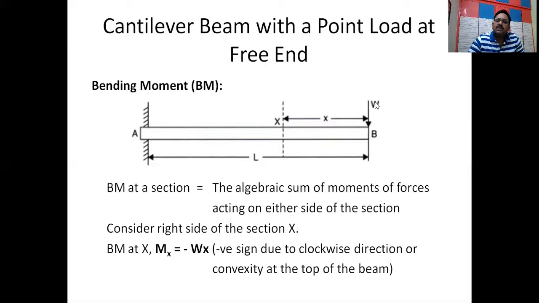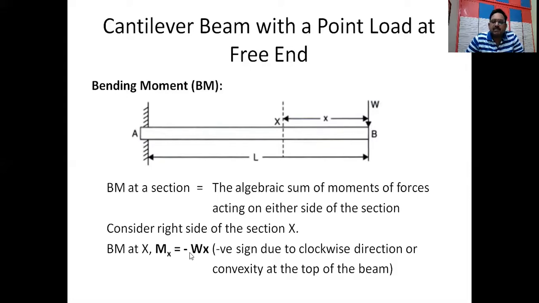And what moment will it make about this X? How to find the moment? Moment is nothing but the force into its perpendicular distance. The force is W and its perpendicular distance is x. So the bending moment is W into x, because W is the load and x is the perpendicular distance. The load is acting at a distance x. Therefore, the bending moment at the section, as per this definition, is equal to Wx.